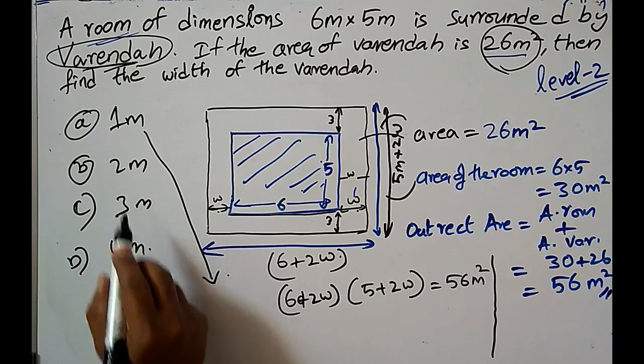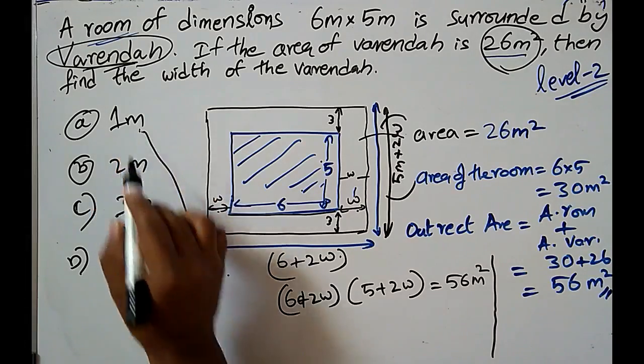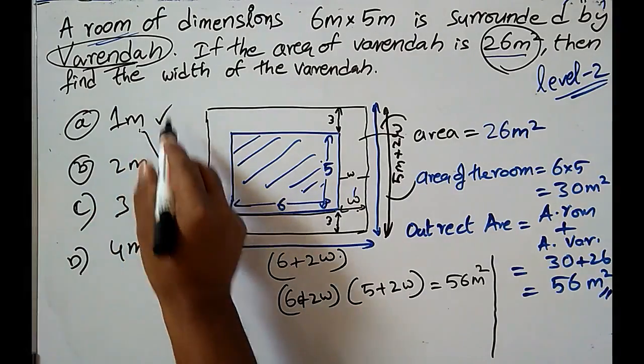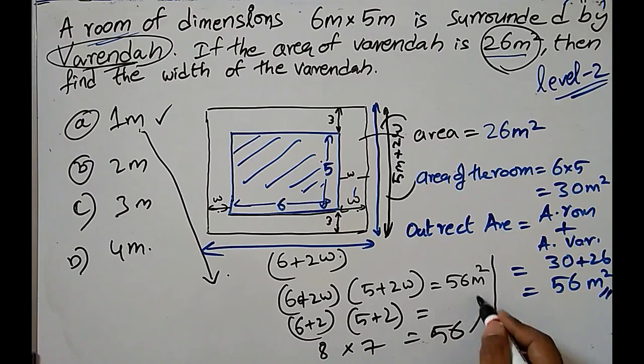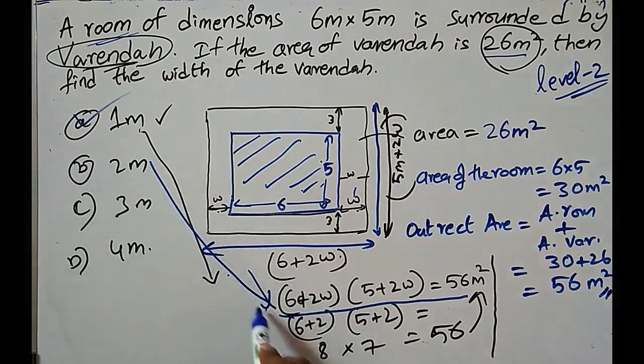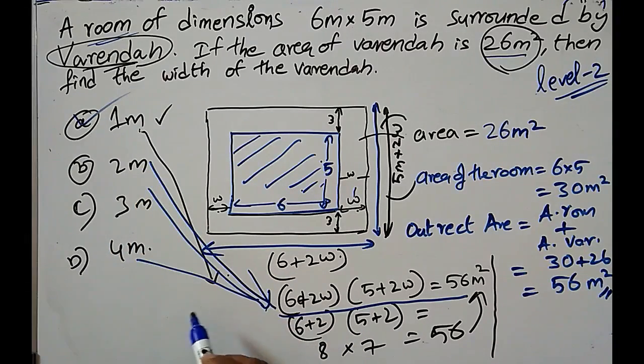By substituting, we will substitute here. Width is given by 1 meter here. We will just substitute the first option. 6 plus 2, 5 plus 2. 6 plus 2 is 8 into 7. 7 8s are 56, which is equal. So A is the right option. If we substitute the options, it becomes very easy. It will take only 1 minute to substitute and check the answer.